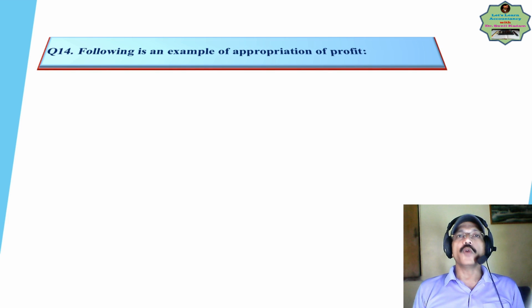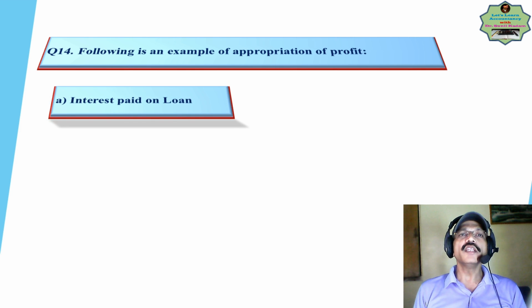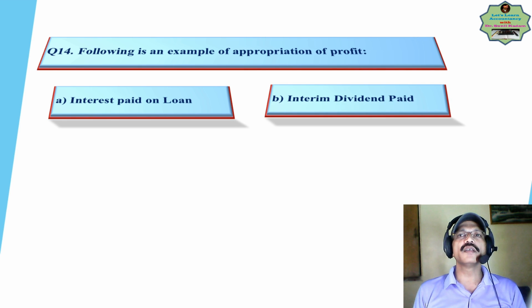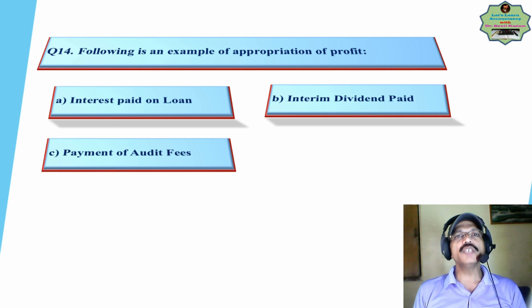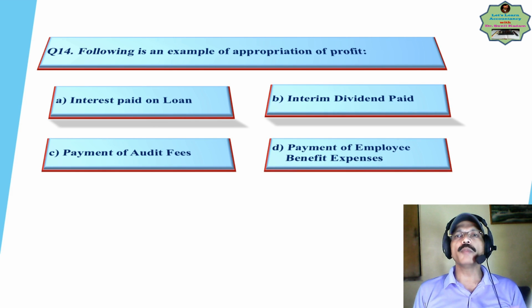Number 14: following is an example of appropriation of a profit. Appropriation means allocation, dividing the profits, distribution of profits, allocation of profit. The example is: is it interest paid on loan? Is it interim dividend paid? Is it payment of audit fees or payment of employee benefit expenses? We want to find out which is the example of appropriation. Appropriation means distribution of profit.